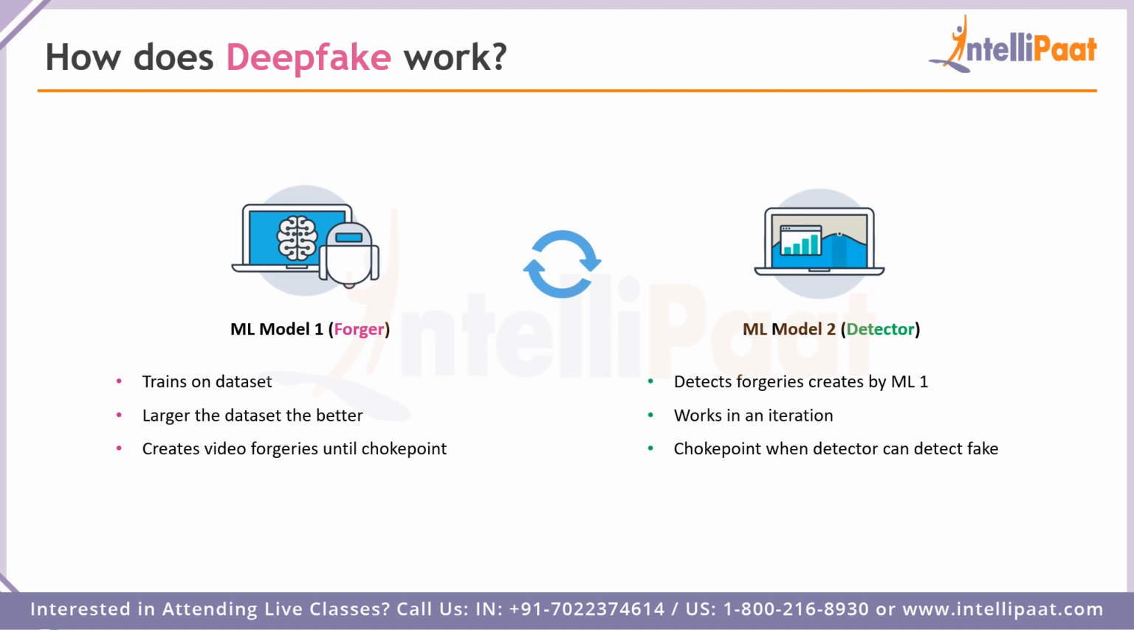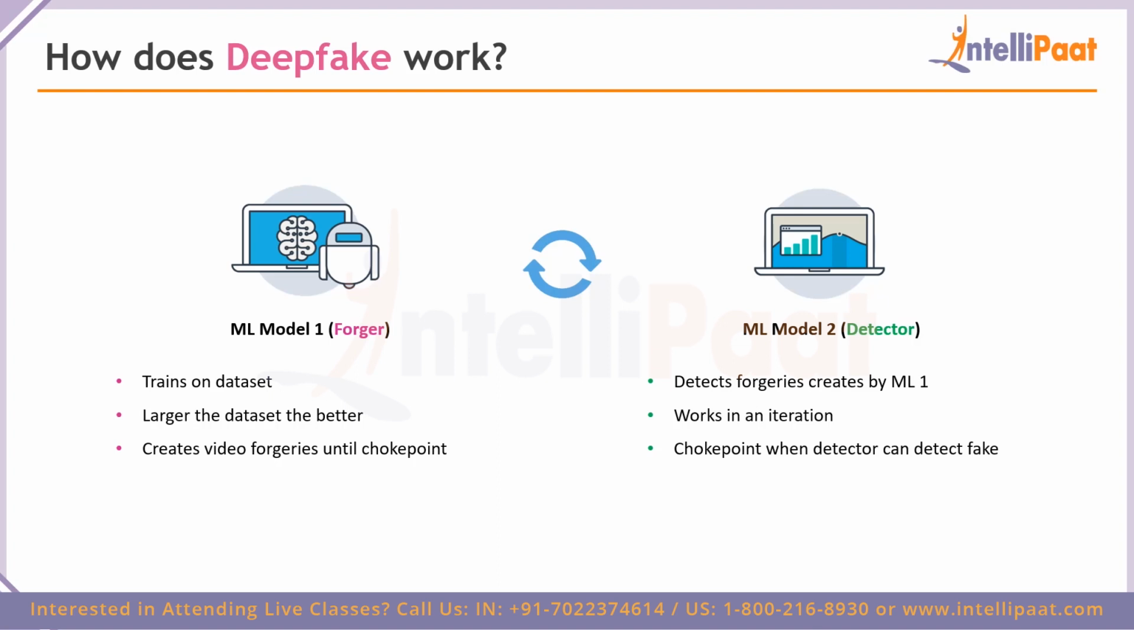So it keeps creating deepfake videos until a point we call the choke point. After these forgeries are created, the machine needs to understand if it's real or if it's fake. That is where the detector comes into the picture. What the detector does is it keeps checking for forgeries that are created by ML1. It keeps going through the videos, it works in a loop, and it tries to understand if it can figure out the real deal from the fake videos that are being generated. If it can detect a fake video, it means that there is a choke point that has been achieved.